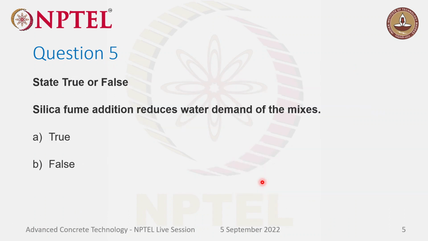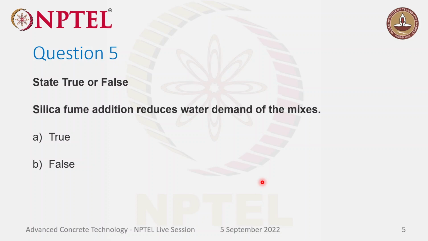I've already launched this question in polls. Please give your answer in polls. Let's move fast by then. I've made so much time for that particular question. Question 5 is: silica fume addition reduces water demand for the mixes. Let me start the timer.